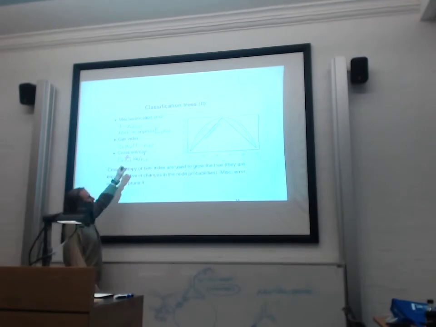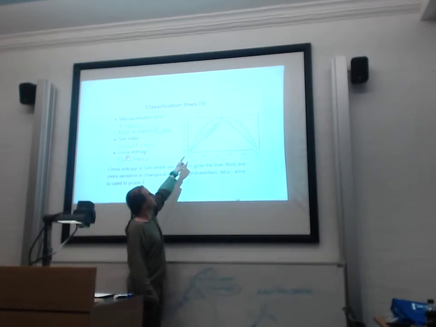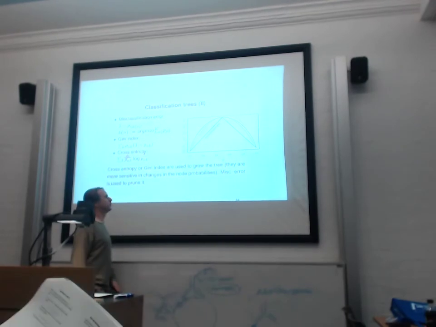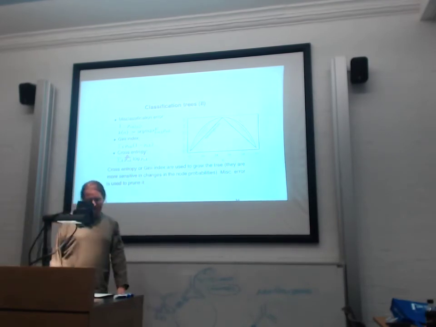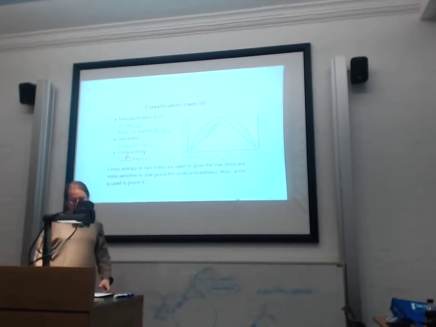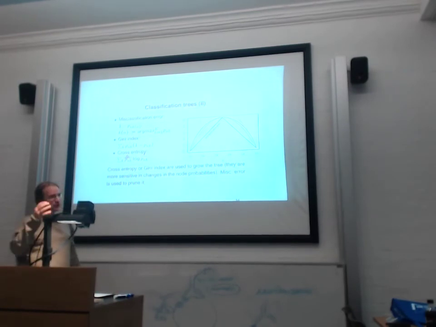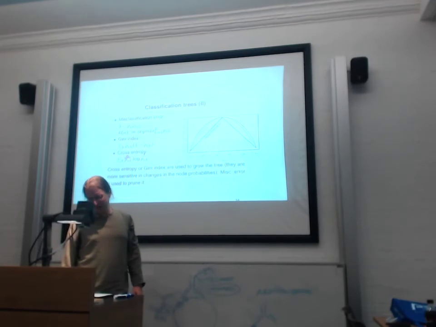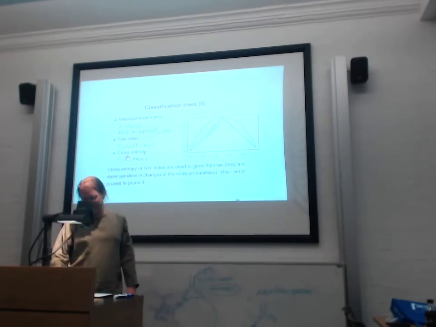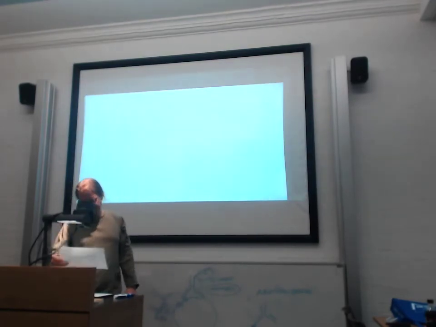Another loss function is the Gini index. We can see that these both are smooth functions, which are larger than the classification error. So people tend to use cross entropy or the Gini index for growing the tree, but then in the end, if your aim is to classify well, people tend to use the misclassification error to prune.